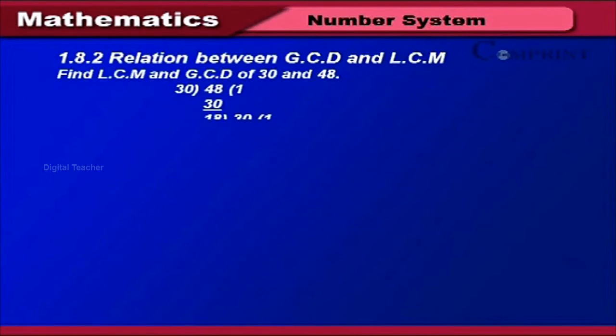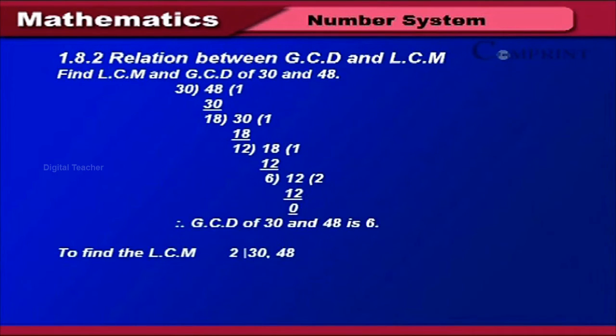Relation between GCD and LCM. Find LCM and GCD of 30 and 48. Let us divide 48 with 30. We get the remainder 18. Let us divide 30 again with 18. Now we get the remainder 12. Divide 18 again with 12. We get the remainder 6. Now divide 12 with 6. We get the remainder 0. So GCD of 30 and 48 is 6.